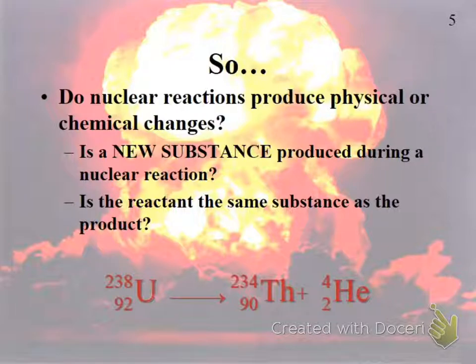Nuclear reactions produce physical or chemical changes. What do you think? Is it a new substance? Is the reactant the same? Does it follow the law of conservation of mass? All these questions, and the answer is yes to all of it, except for the law of conservation of mass. It doesn't strictly obey the law of conservation of mass, and that is because we are messing around with the nucleus. All other chemical reactions we have only deal with the electrons. Electrons are being transferred or shared. But in a nuclear reaction, we are changing the nucleus. So we have to balance them a little bit differently.